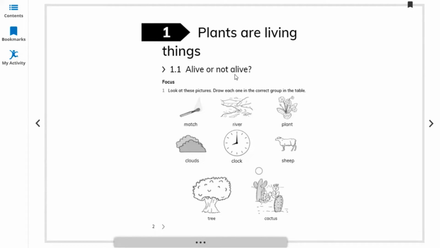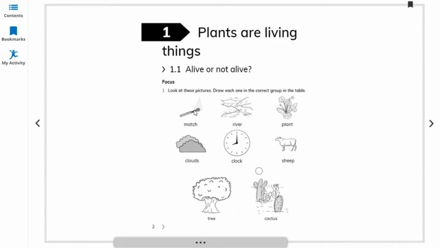How do I know which things are alive or not alive? Living things or non-living things. A living thing can move, needs air for breathing, has senses. There are 7 characteristics for this.